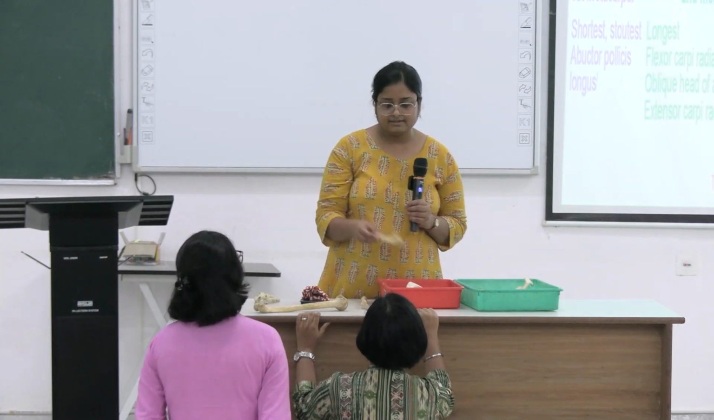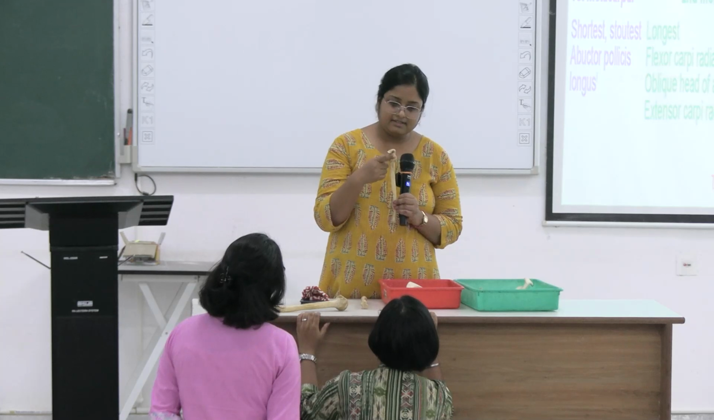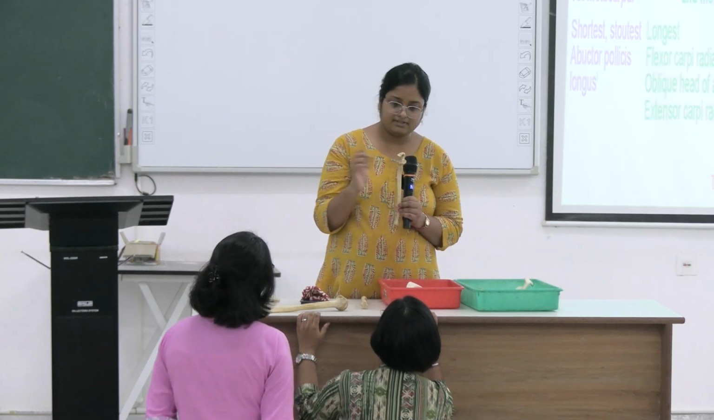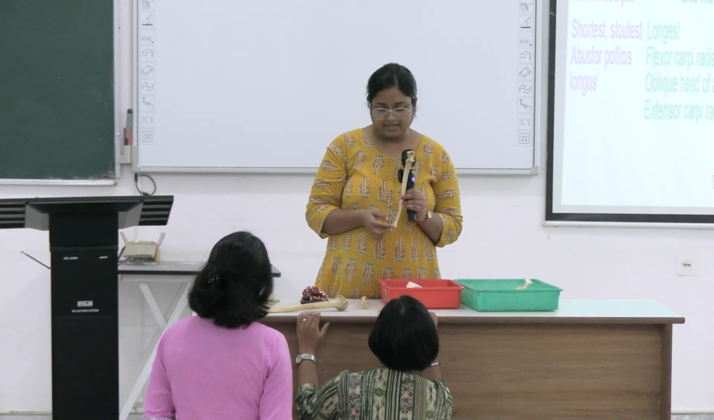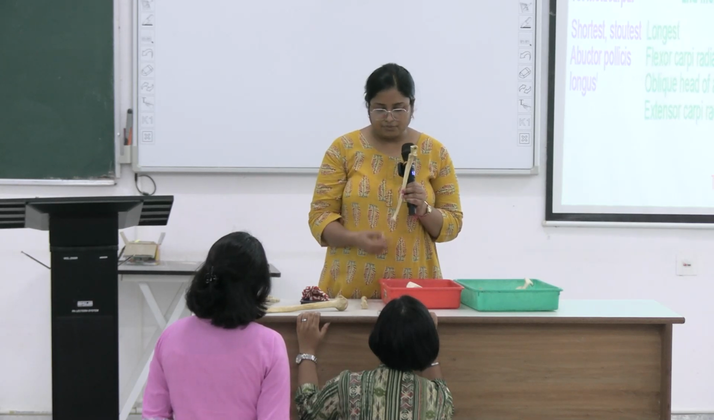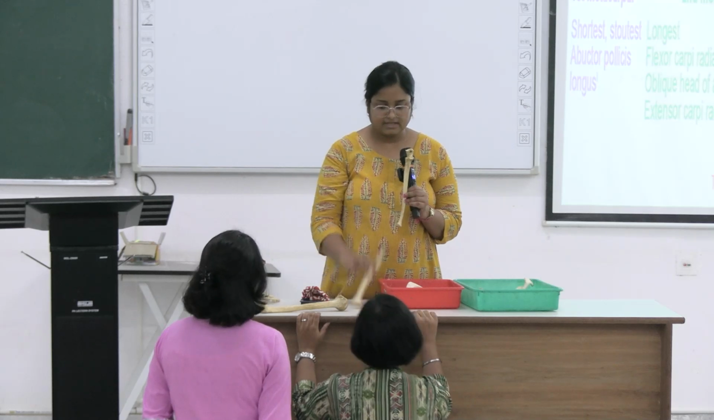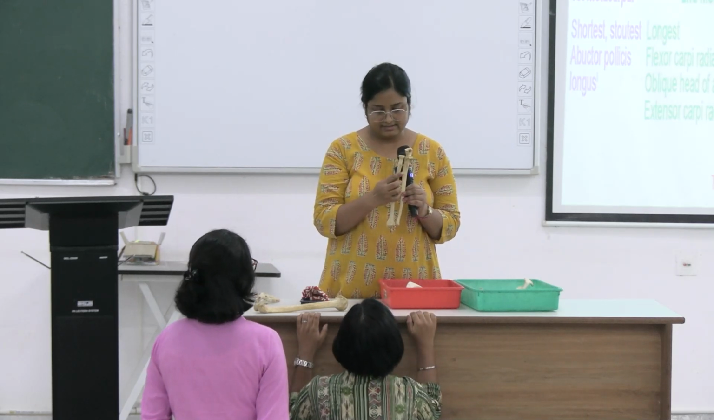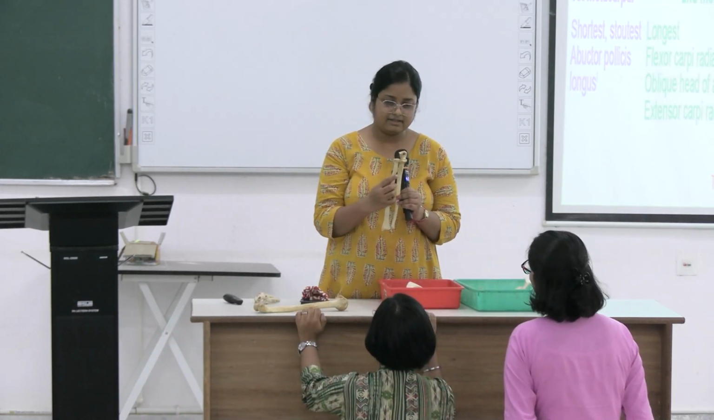For the ulna, the broad end will be above, the concavity directed anteriorly, and the radial notch of the ulna laterally. This is the head of the ulna downward and the styloid process is medial. And the head will articulate like this, and the head of the ulna will articulate like this. Okay. Understood?